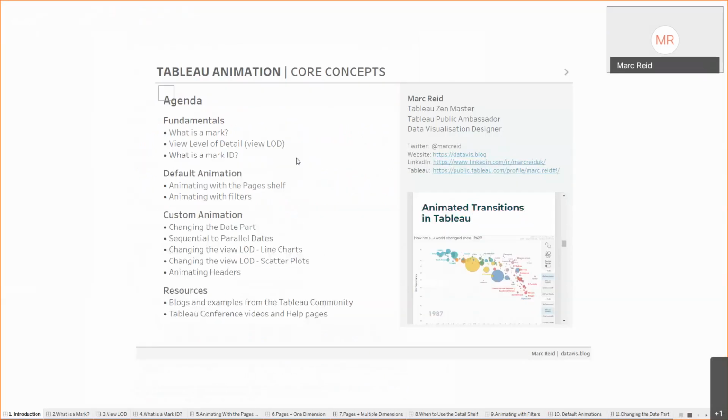Okay, so this is what we plan to cover today. We're going to go right back to some fundamentals. We're going to talk about what is a mark, what that means in Tableau. We're looking at the level of detail, the view LOD, and how you define that. We're then going to talk about what a mark ID is and how that is very important in terms of animation in Tableau. We'll then cover some default animation using the pages shelf and animating with filters. And then we'll move on to look at custom animation, so changing date parts, changing from sequential to parallel dates, and various other examples. And then finally, I'll leave you with a few resources and other examples from the community to go and have a look at afterwards.